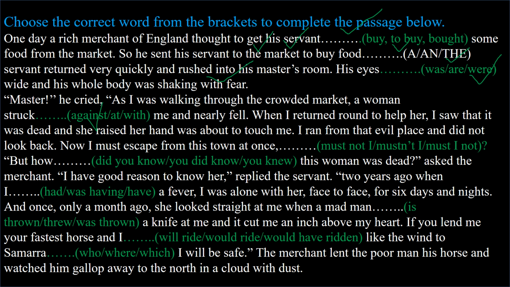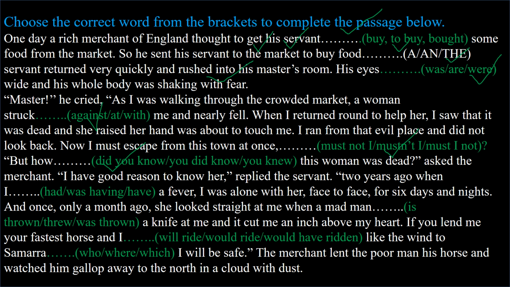And in the bracket you can see, must not I, mustn't I, must I not? So here is a tag question. So mustn't I will be the correct answer here. But now in the bracket you can see, did you know, you did know, you knew, this woman was dead. So the correct answer will be here, did you know. But how did you know this woman was dead?